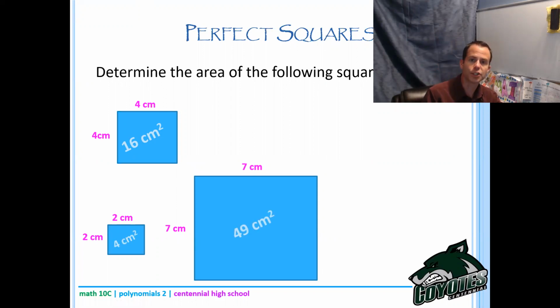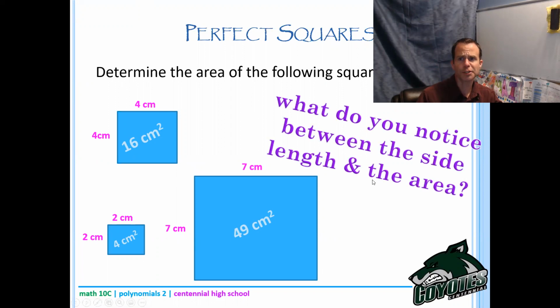Nothing earth-shattering there. What do you notice between the side length and the area? I'm not looking for a rocket science answer here. The area is the square of the side length. 7 squared is 49. 2 squared is 4. 4 squared is 16. So the 16, the 4, and the 49, we call those perfect squares. Perfect squares mean that they are the result of a natural number that has been squared. It also means I could take the square root of them.